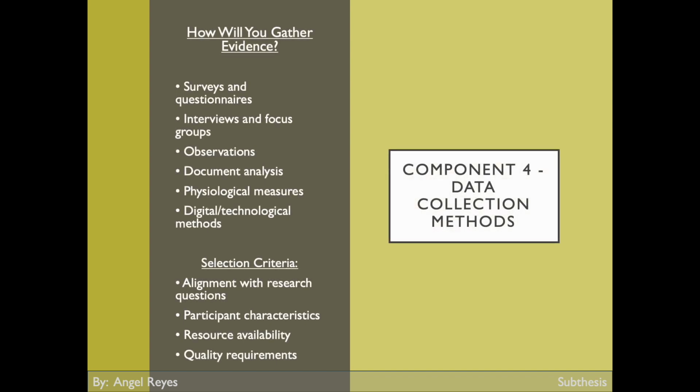Component 4 asks, how will you gather evidence? Your options include surveys and questionnaires, interviews and focus groups, observations, document analysis, physiological measures, and digital or technological methods. Your selection criteria should include alignment with research questions, participant characteristics, resource availability, and quality requirements. The method must serve your research purpose while fitting your practical constraints.